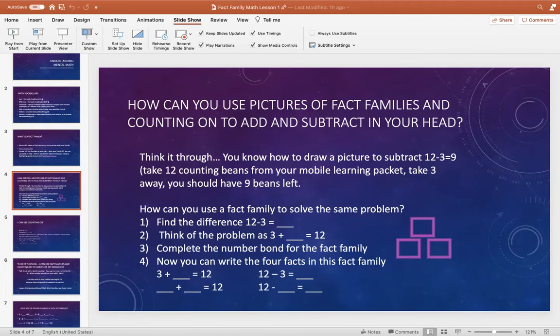How can you use a fact family to solve the same problem? So let's say in this number bond that 12 is at the top here and 3 is here because those are the two numbers given to us. What would be the number in here? What is part of the family? And I want you to find the difference between 12 minus 3 and think of another problem such as 3 plus what equals 12 and write the 4 facts in this fact family. So that's something you could do in your blue composition notebook.